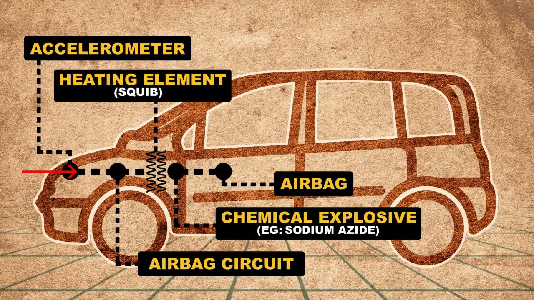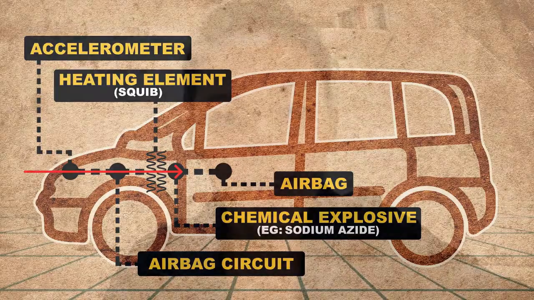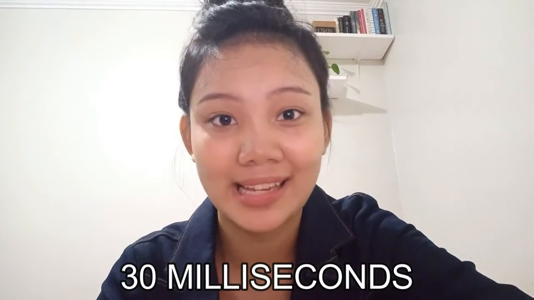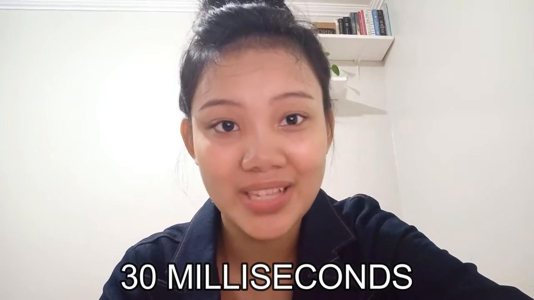If the car is involved in a collision, sensors send an electrical signal to the container where the sodium azide is located. The signal ignites a flammable compound and the heat starts the decomposition of the sodium azide. A huge amount of nitrogen gas immediately rushes out with an explosion and fills the airbag. It is amazing that from the time the sensor detects the collision to the time the airbag is fully inflated is only 30 milliseconds, or 3/100ths of a second.